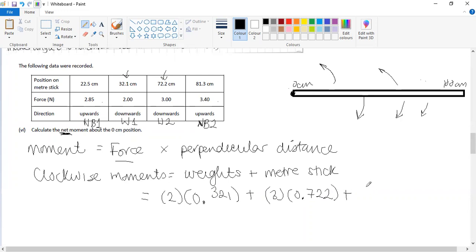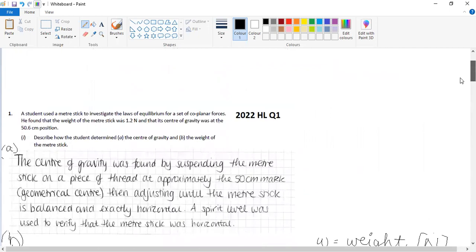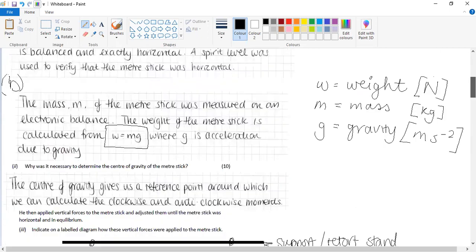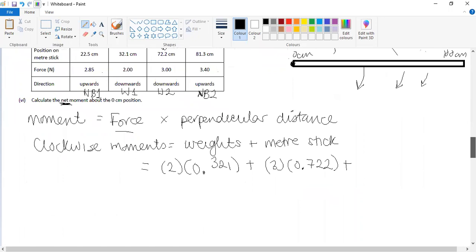And then you've got your meter stick and you're going, oh God, how do you know about the meter stick? Way back up in the top question, let's check it again. It says that your meter stick was 1.2 newtons and its center of gravity, where it was pulling down, was at 50.6 cm. That was given to you in the question at the very beginning, and you're only coming back to it now after doing all the work.